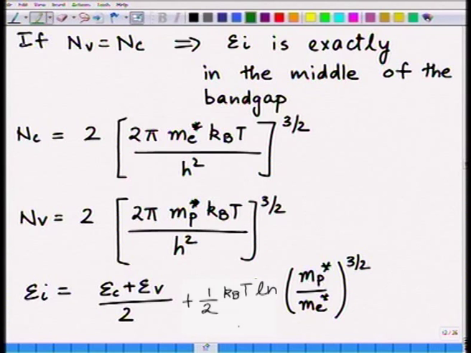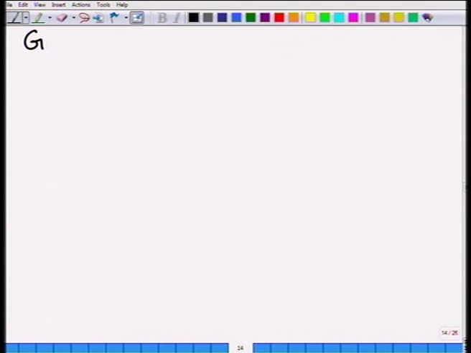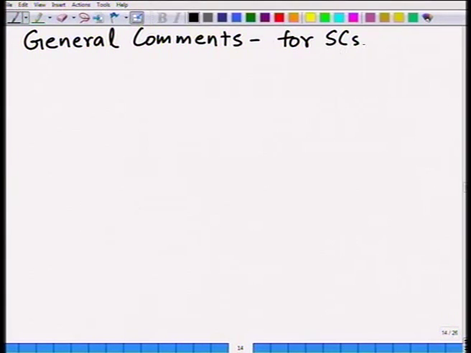In fact, let us do this. Let us make general comments first. We will determine Ni, just hold on. General comments for semiconductors which may or may not be intrinsic.